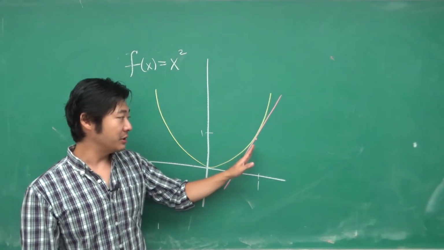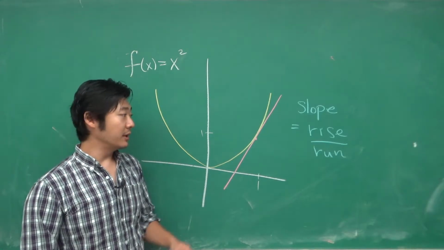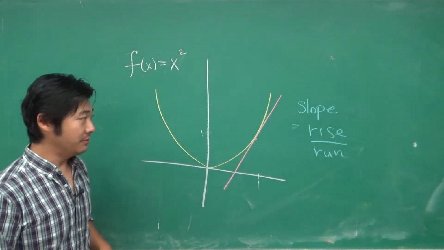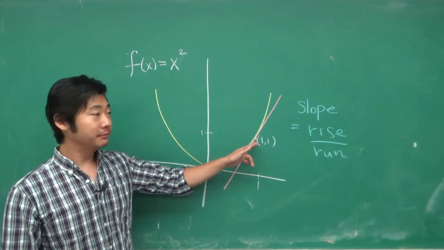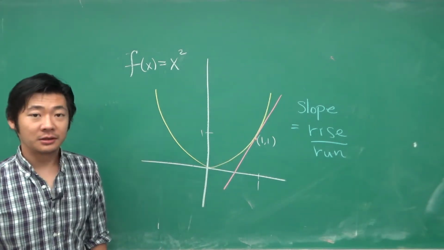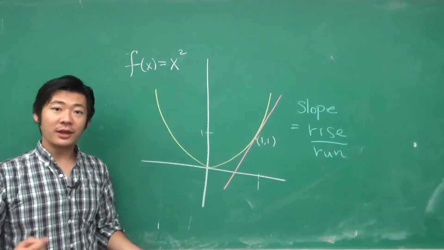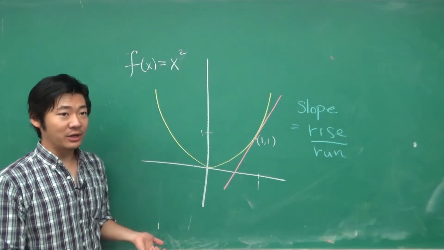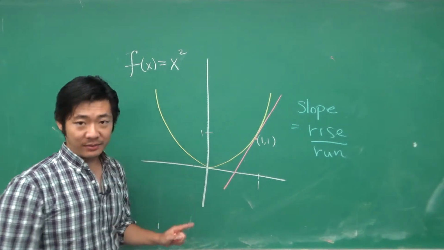Well, to find an equation of a line, we need to know what the slope is. So the slope is the rise divided by the run. However, we only know one value, (1, 1). If we want to compute the slope, we would need a second point on this line, but we don't know that point because we don't have an equation for it. But it's still possible to find the slope by approximating this.